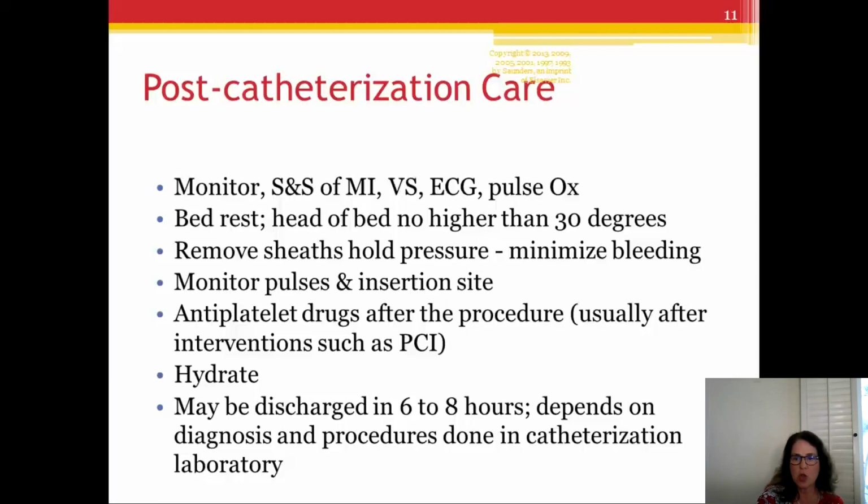And certainly there's always bruising and some nastiness, so you want to monitor that site. And you get huge flank, purple, ugly, nasty bruising if it bleeds inside. Certainly pulses in the foot that was involved: does it stay warm, does it pink up, can I palpate the pulses? Antiplatelet drugs after the procedure, usually after the intervention such as PCI. Hydrate, because they had a bunch of dye.